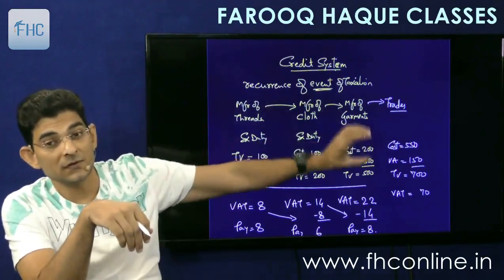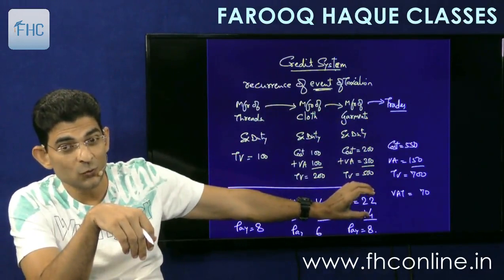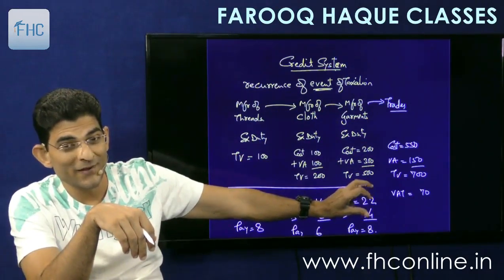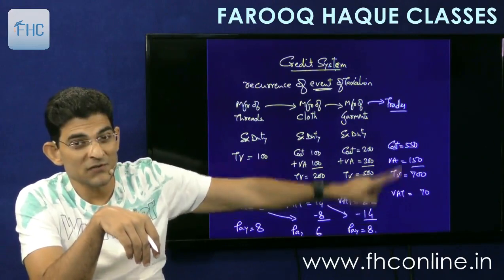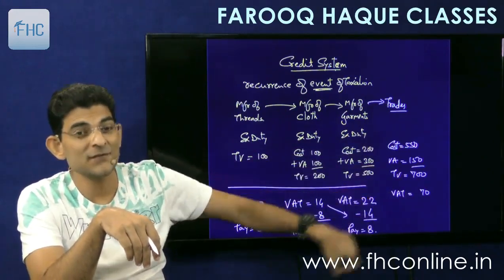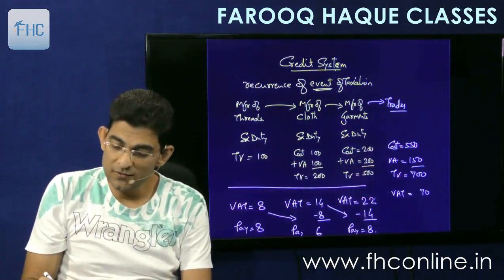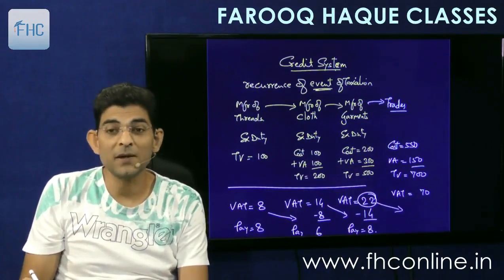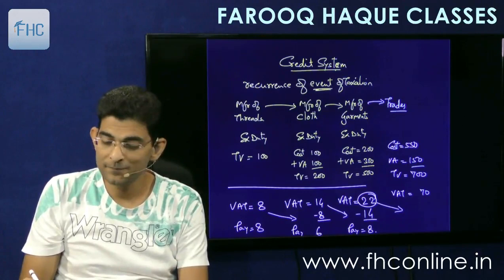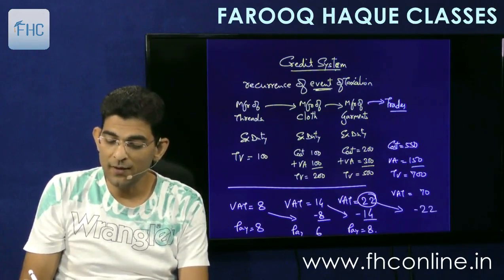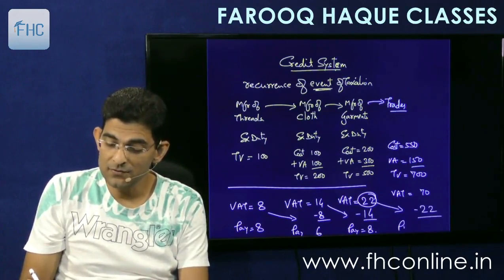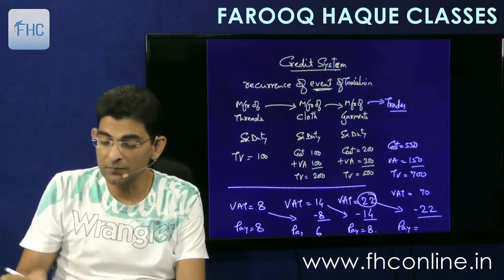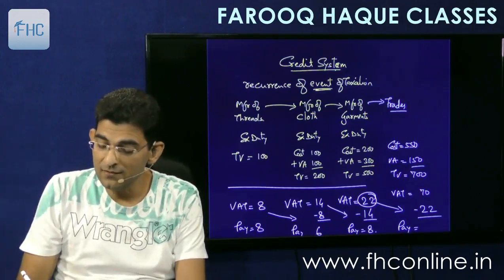Now this 22 which is there now, can this be set off by this person, the trader? Answer is yes. So this 22 is the VAT credit that can be set off by the trader also. So he can set off 22 and pay the difference of whatever it may be, 48 I think.